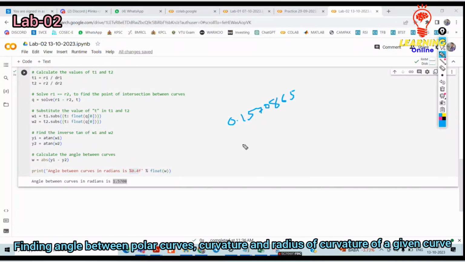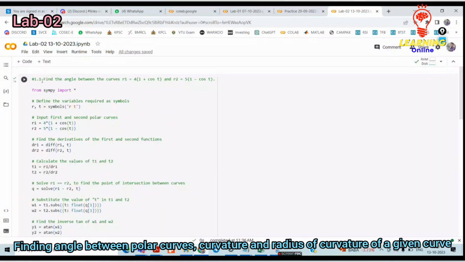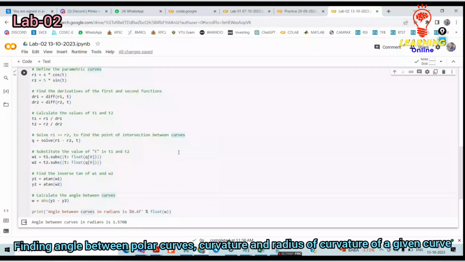If I return 0.3 float, I will get 1.57. If I return 0.5, I will get 1.5708 as the output. This is how you need to define your output, considering what you evaluated as a floating parameter, the decimal places present in the particular expressions. Hope you understood this. Is this clear? Does anybody have any doubt regarding this angle between the curves evaluation? Raise your hand if it is clear.